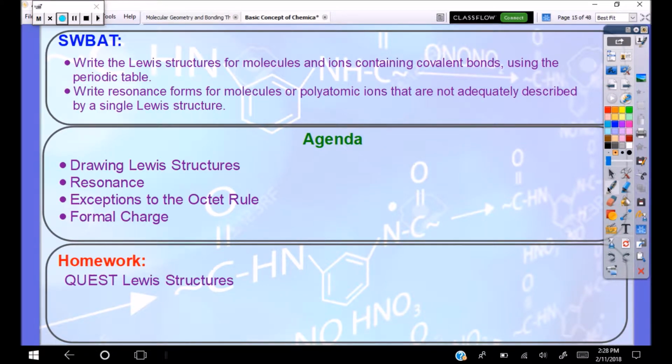All right, today we're going to write Lewis structures for molecules and ions containing covalent bonds using the periodic table. We're also going to write resonance forms for molecules or polyatomic ions that are not adequately described by a single Lewis structure. We're also going to talk about something called formal charge and some exceptions to the octet rule. The quest for this prerequisite is Lewis structures.